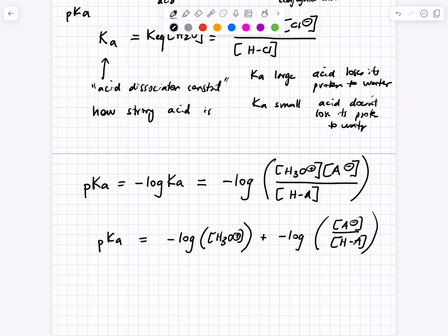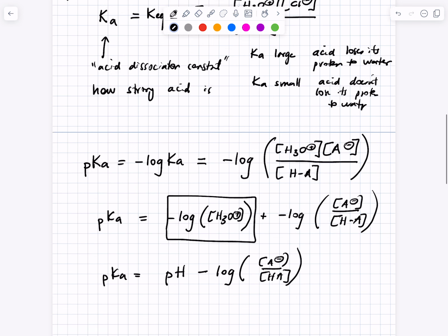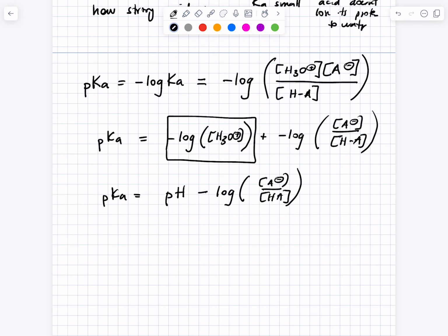And then lastly, maybe you remember a definition from general chemistry. What we've got there is really just pH. What we've just derived is something called the Henderson-Hasselbalch equation, and it's really useful in biology, and not for the same reasons that you may have talked about it in general chemistry.